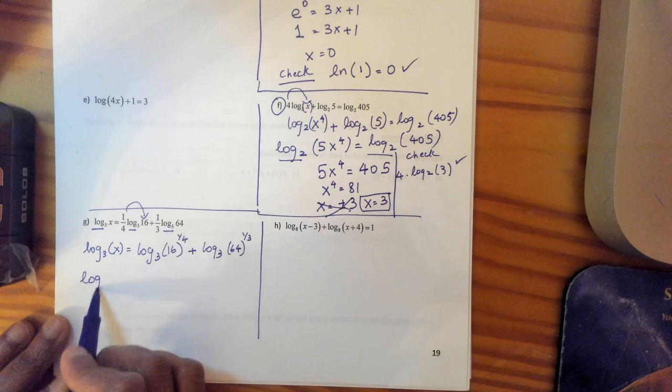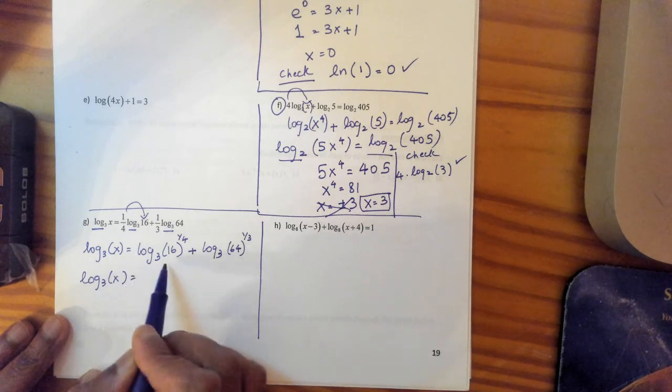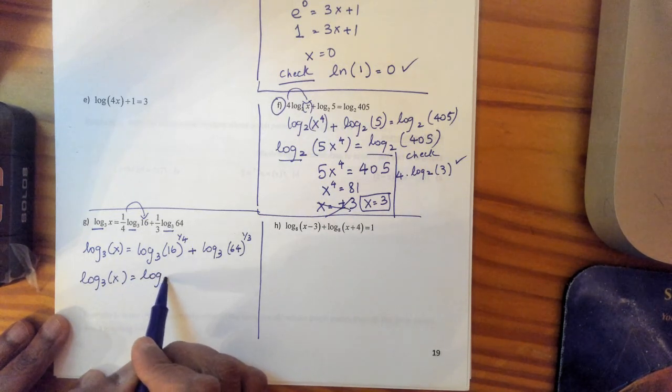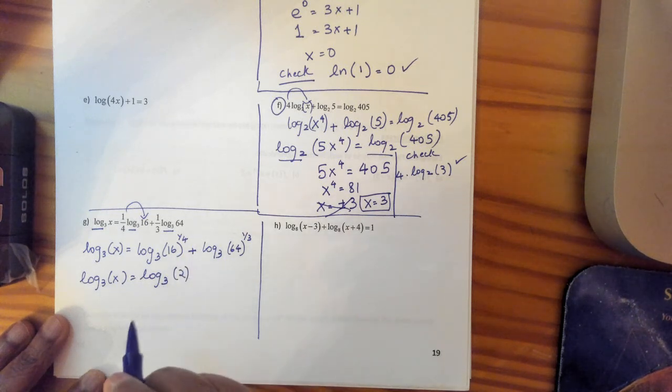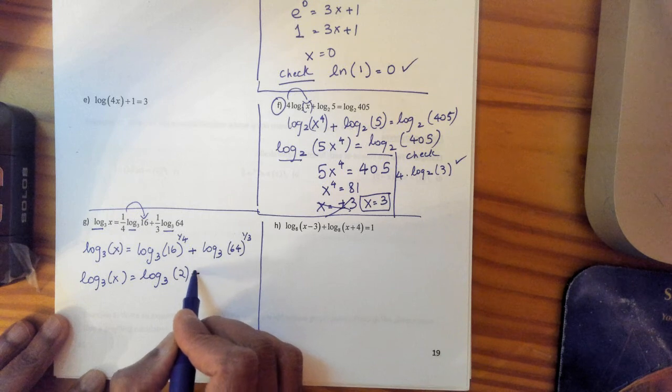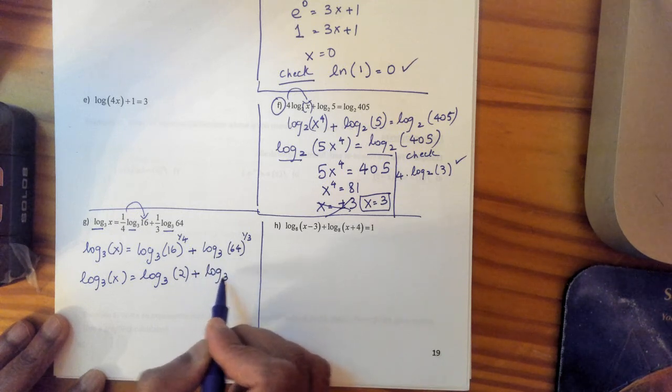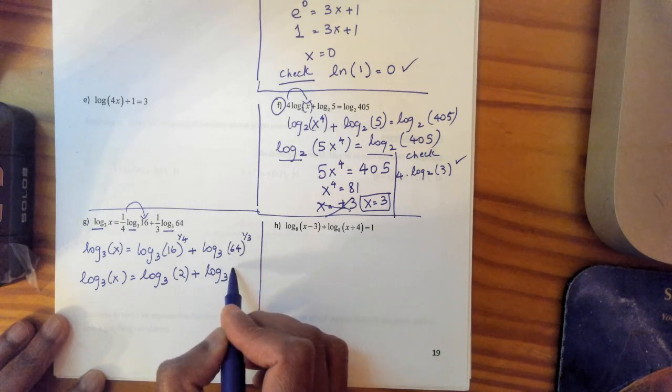So my left hand side remains the same, nothing happens to that. This can be rewritten as log base 3 16, 4th root of 16 is nothing but 2, because 2 to the 4th power is 16. We should all know this. And then 4 cubed is 64, so this is nothing but 4.